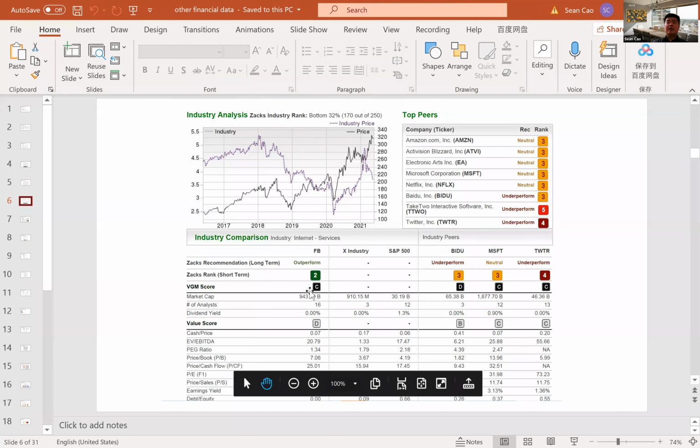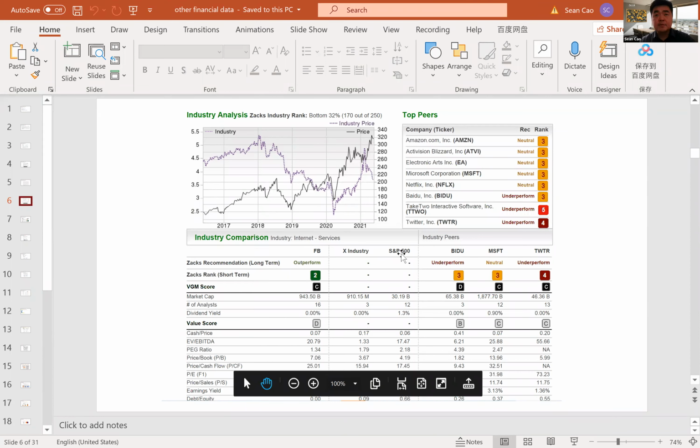This is the typical analysis analysts normally do. Not just analyze Facebook on its own. You have to compare Facebook's performance with peers. And after you compare with peers, you can better understand Facebook's current condition and future growth. So you can see that they compare with Amazon, Microsoft, Netflix, and you can see they also compare with the industry, right?